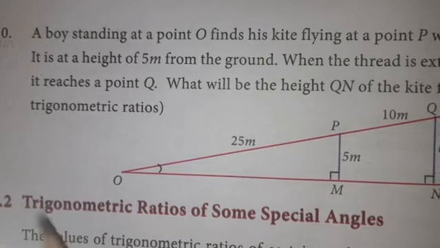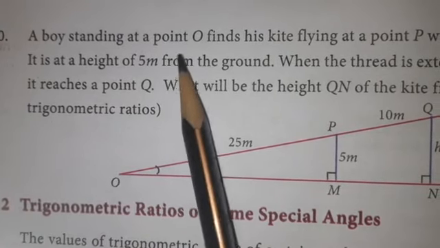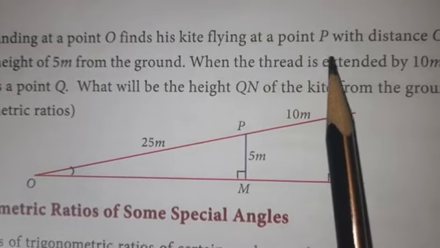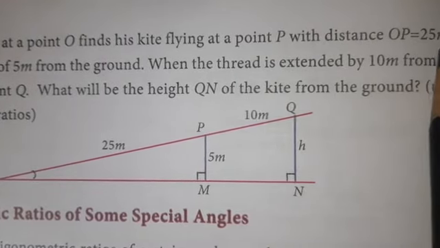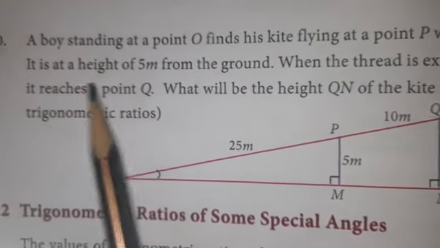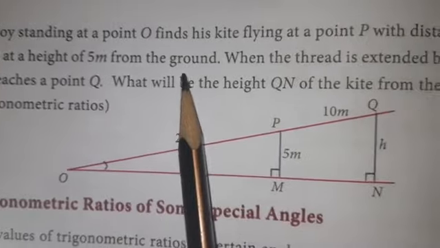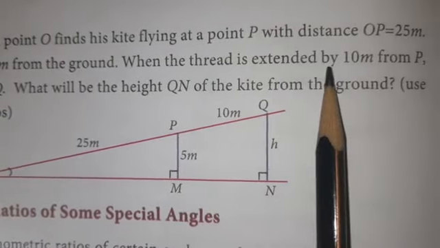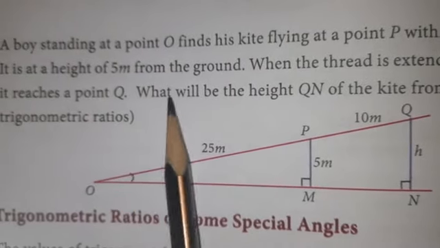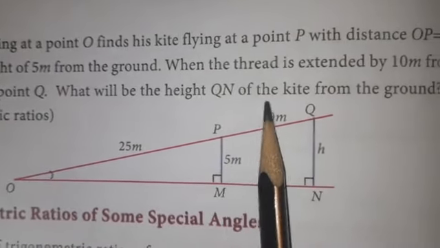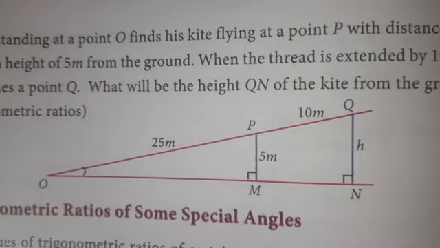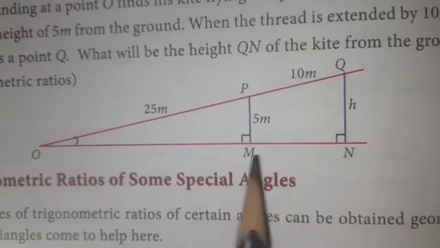10th question. A boy standing at a point O finds his kite flying at a point P with the extent OP equal to 25 meters. It is at a height of 5 meters from the ground. When the thread is extended by 10 meters from P, it reaches a point Q. What will be the height QN from the ground? Use trigonometric ratios. The diagram is given here.